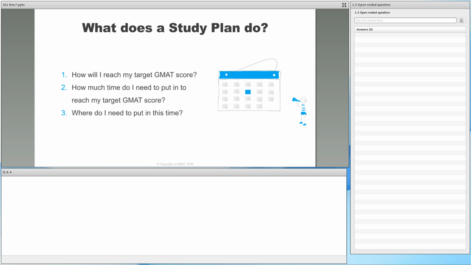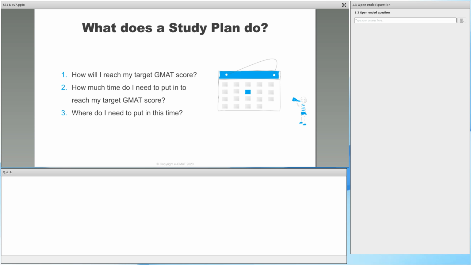All right, so with that, there are three questions that a study plan should answer. One is, how will I reach my target GMAT score? The second is, how much time do you need to get to that target GMAT score? And the third, which is very important, is where am I putting this time? Am I studying concepts? Am I doing application? Am I just practicing questions? Where do you put in this time?